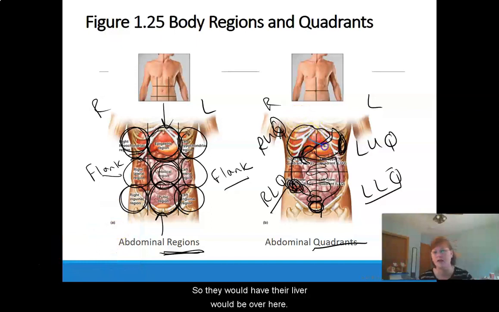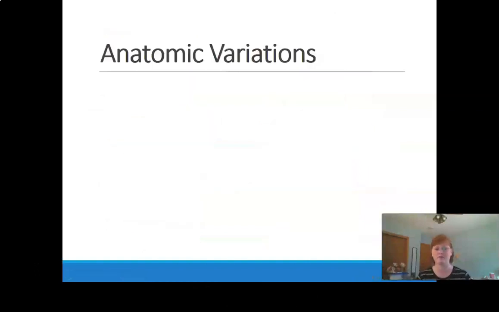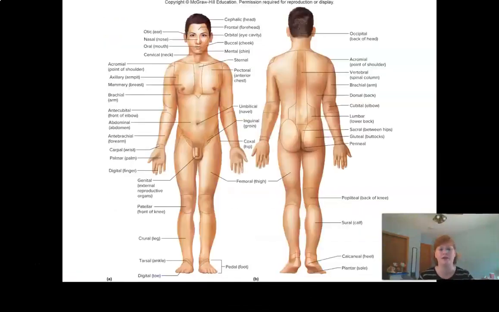they would have their liver over here, their stomach would be on the right side, their appendix would be on the left side, their spleen would be on the right side. So everything would be reversed. And in fact, in some cases, even up here, the heart would tip to the right side instead of tipping to the left. So it's important to realize that you can have a lot of variation from person to person. All right, we'll stop there and we'll come back and go over all of the surface anatomy.